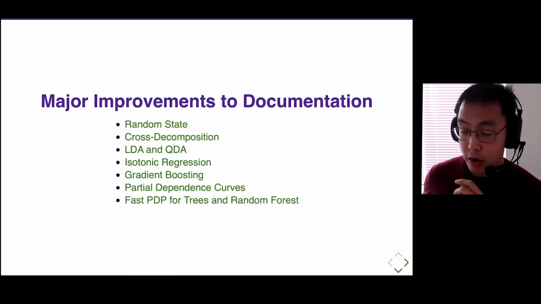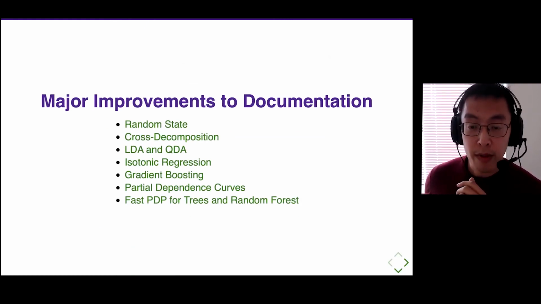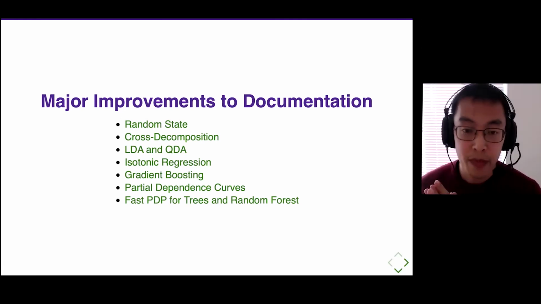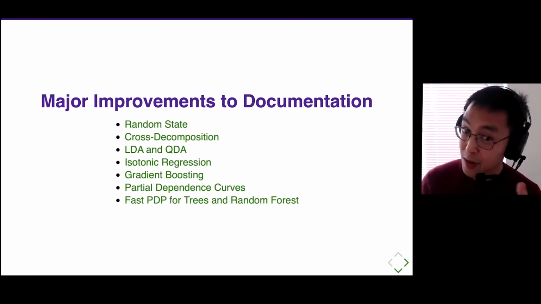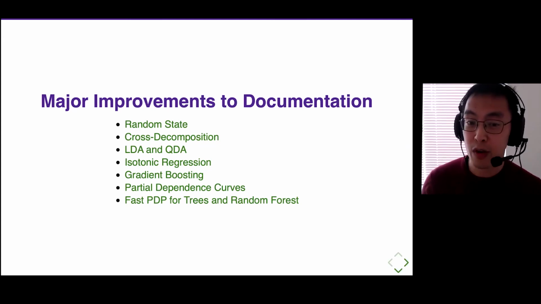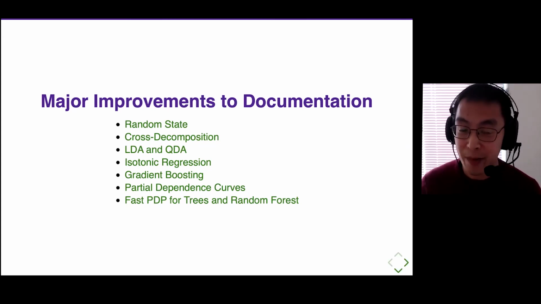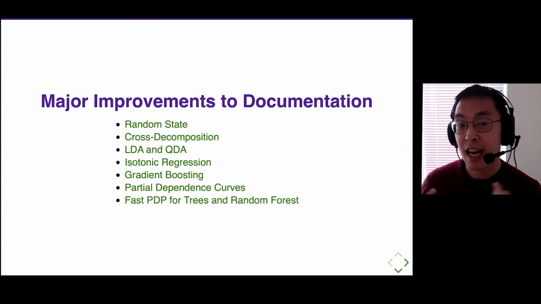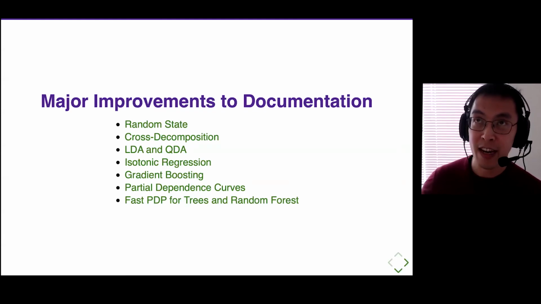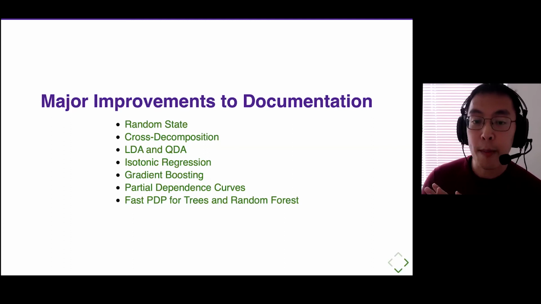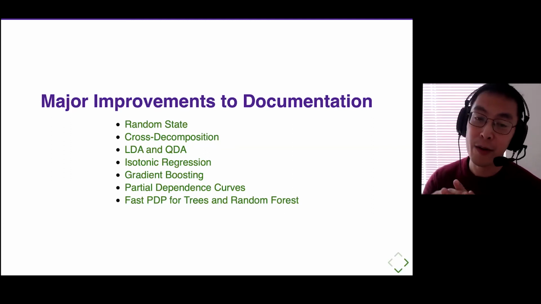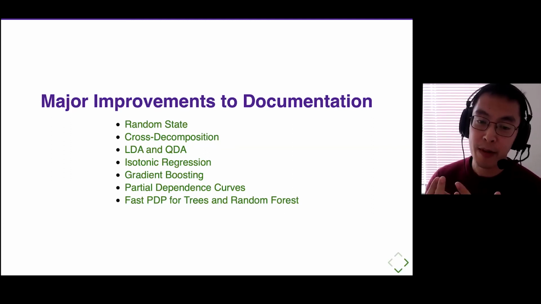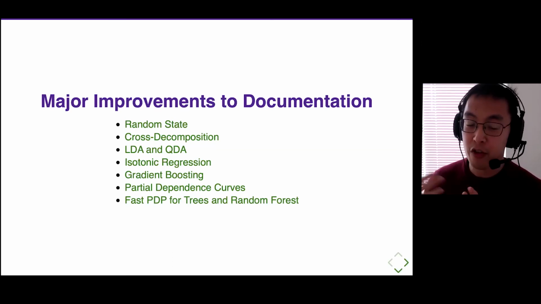Nicholas also worked on major improvements to our documentation. Each one of these items also took around 2 months. They were worked on in parallel. There's how random state works in scikit-learn, cross decomposition, LDA, isotonic regression, gradient boosting, the generic gradient boosting without the histogram part, partial dependence curves, and also fast partial dependence curves for trees and random forests.